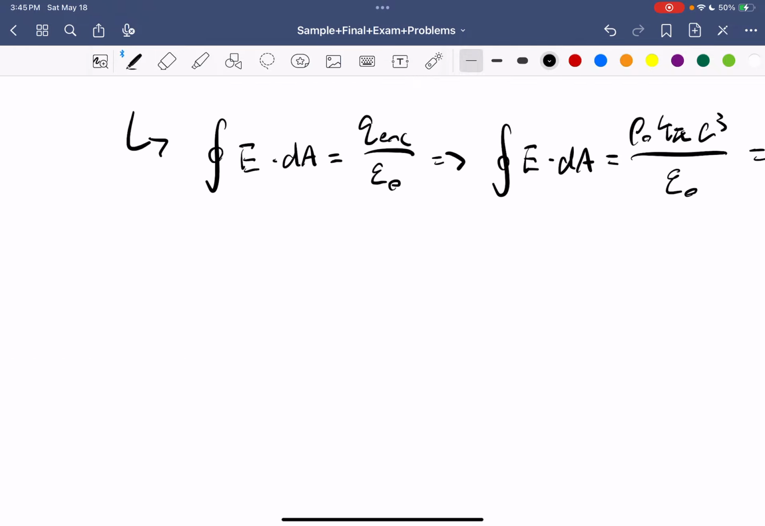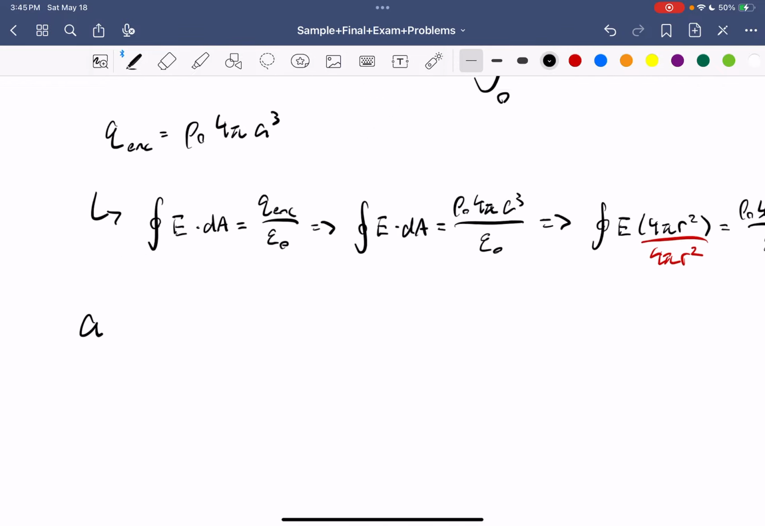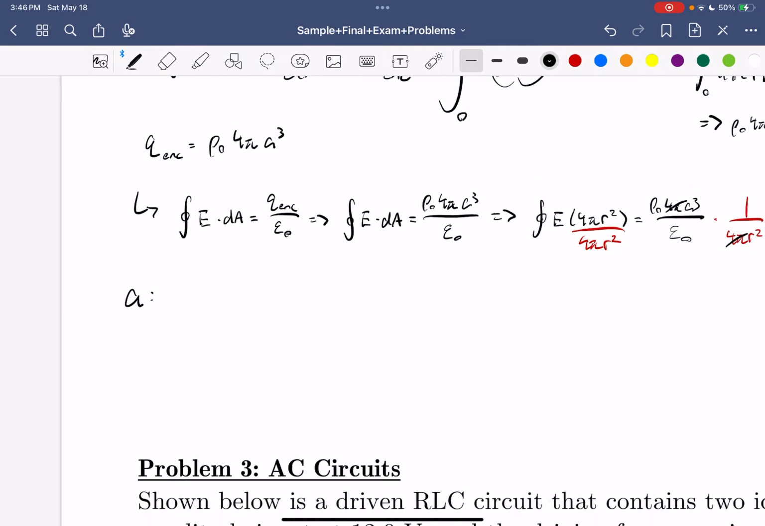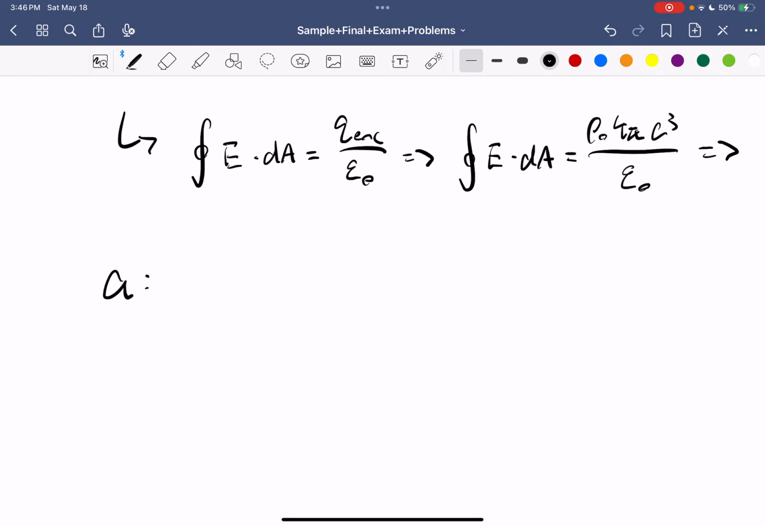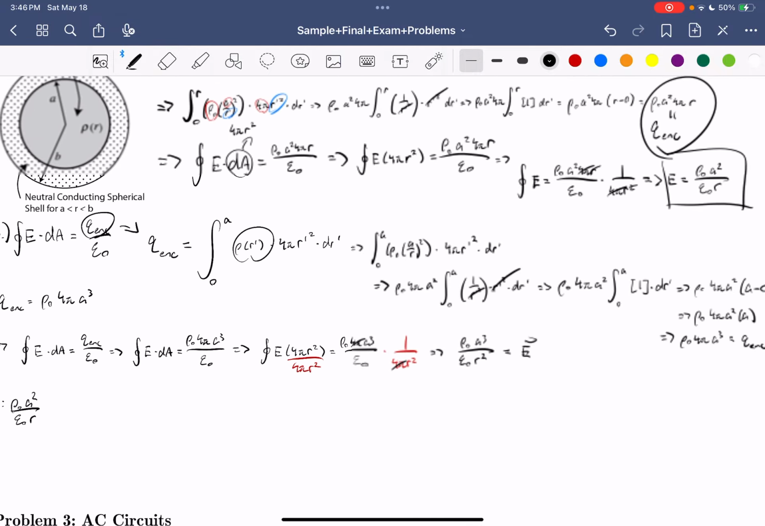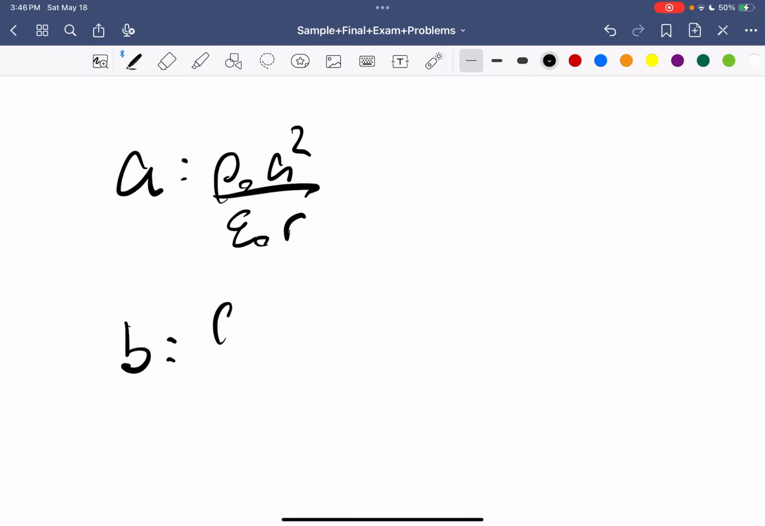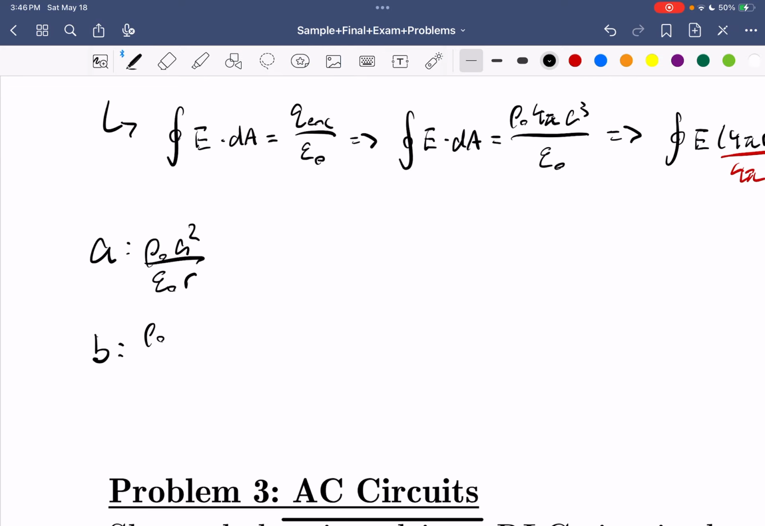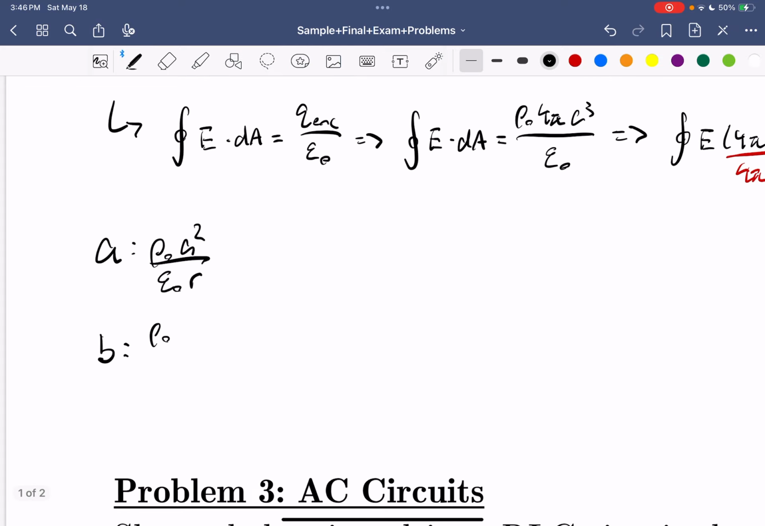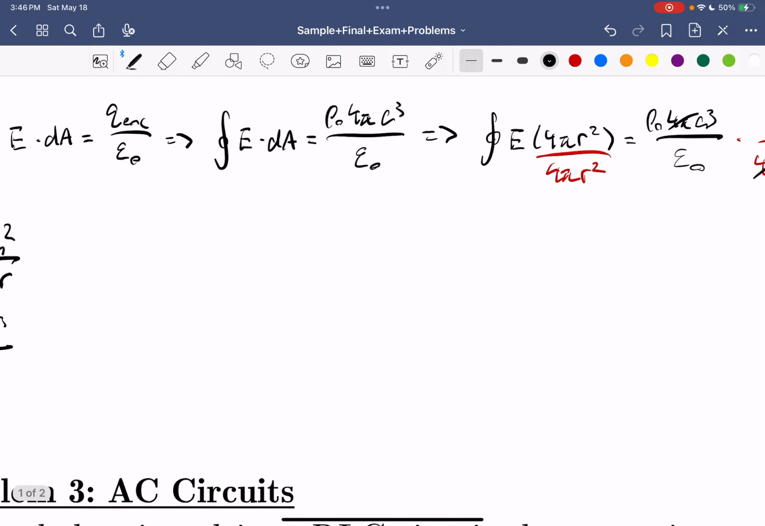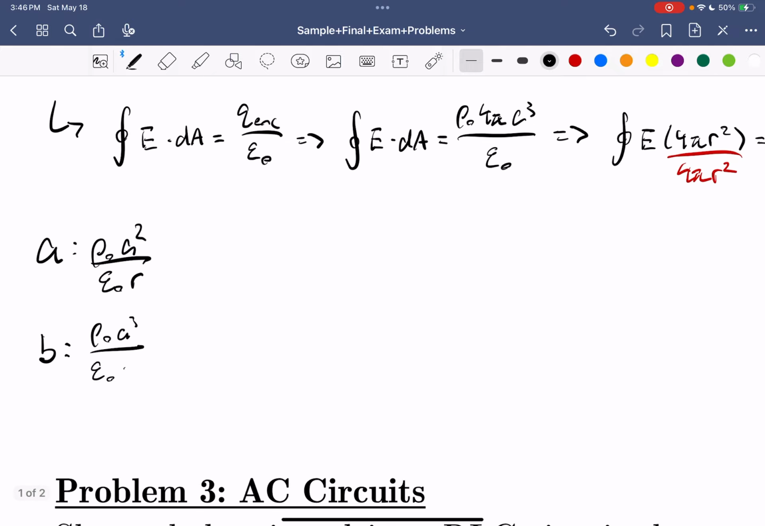So in conclusion, the electric field for radius less than a is going to be rho naught a squared over epsilon naught r, I believe, yes. And for r greater than b, it is going to be rho naught a cubed over epsilon naught r squared.